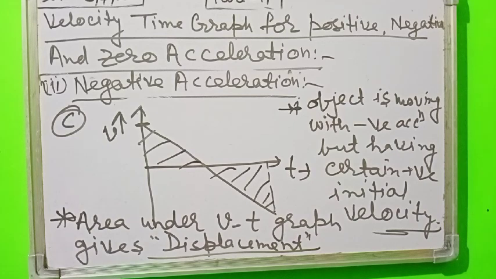Okay, students. Tomorrow we will solve a numerical based on this, and after that we will discuss certain kinematic equations for uniformly accelerated motion, by the graphical method as well as the calculus method, and do certain numericals based on this. So that's all for today, students.